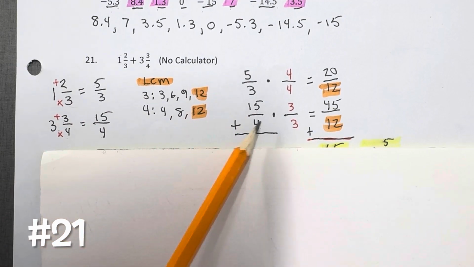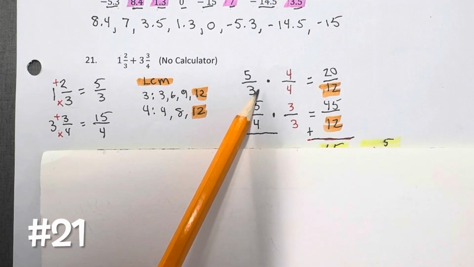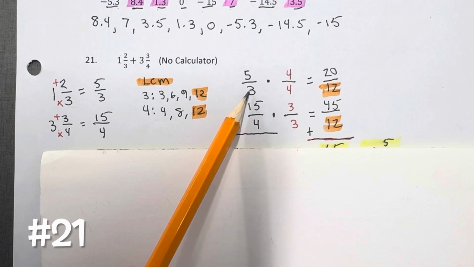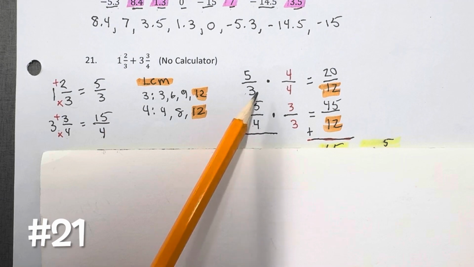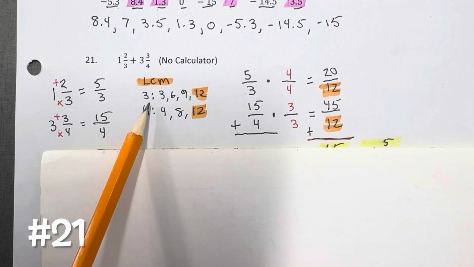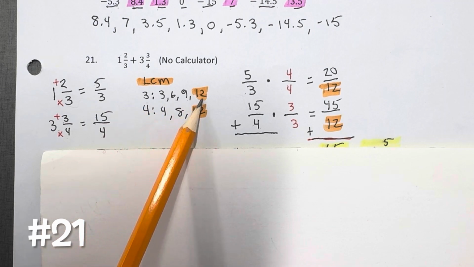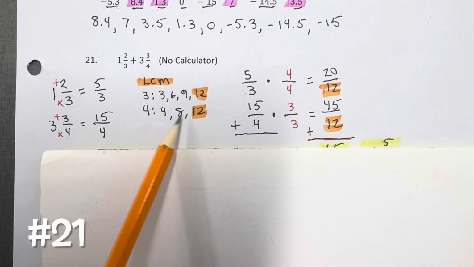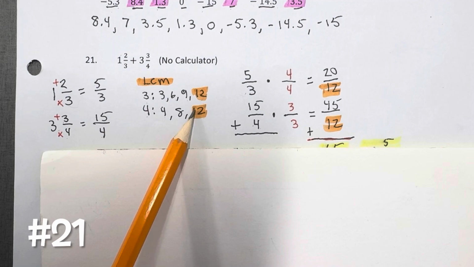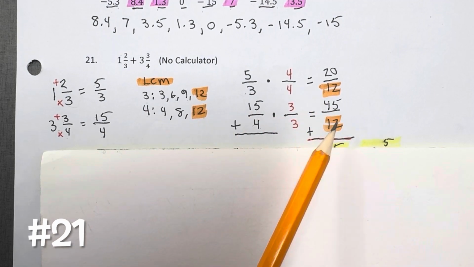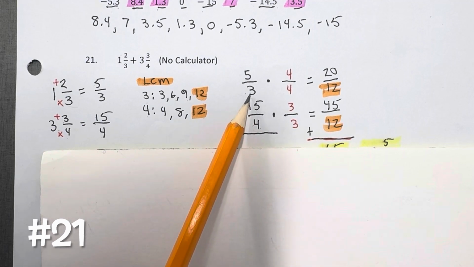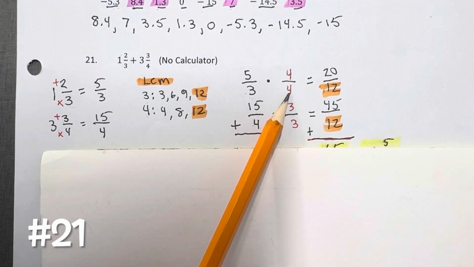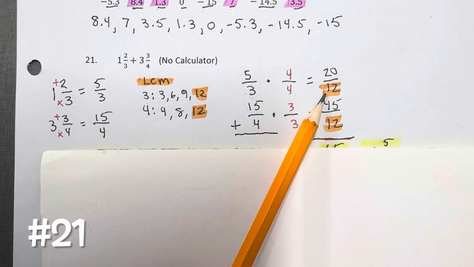Before I add these, I need to find a common denominator because I can't add thirds and fourths. So I can find the common denominator by finding the least common multiple. Multiples of 3: 3, 6, 9, 12. Multiples of 4: 4, 8, 12. So the least common multiple is 12. And what did I do to these values to get 12? Well, for 3, I multiplied it by 4. 3 times 4 is 12.